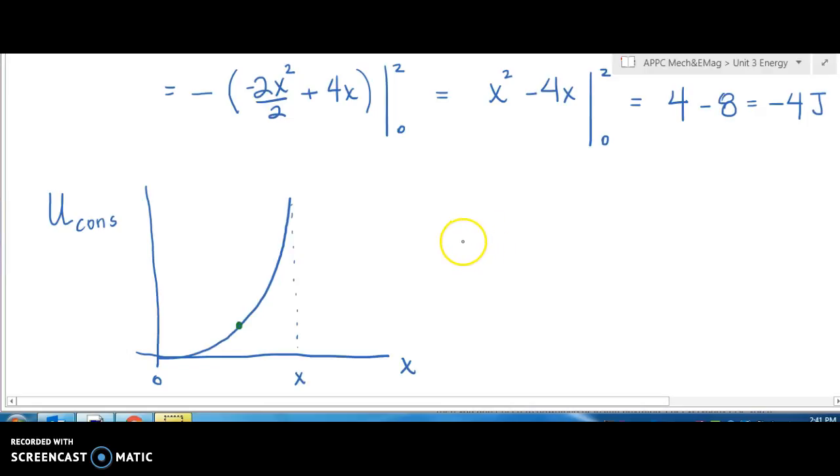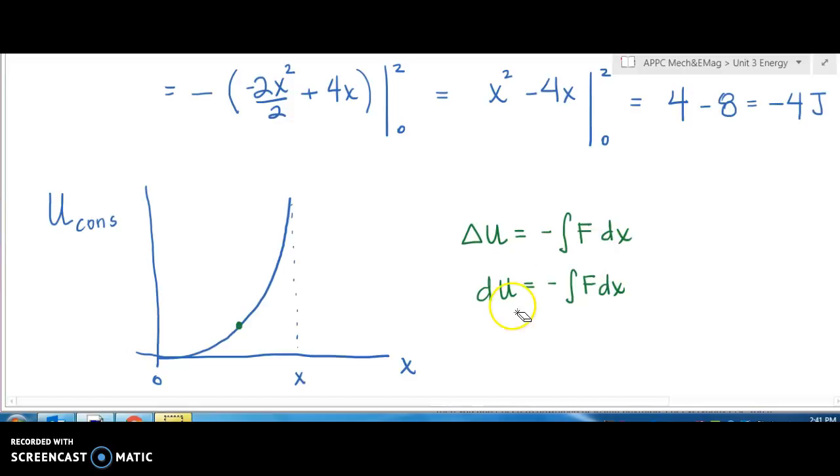So if the change in U is equal to negative integral of F dx, could I write this as dU is equal to negative integral of F dx? Or actually, let me take the derivative of both sides. There we go. I did something silly there. And so then the force would be negative dU dx. So what's the direction of the force at this point right here?